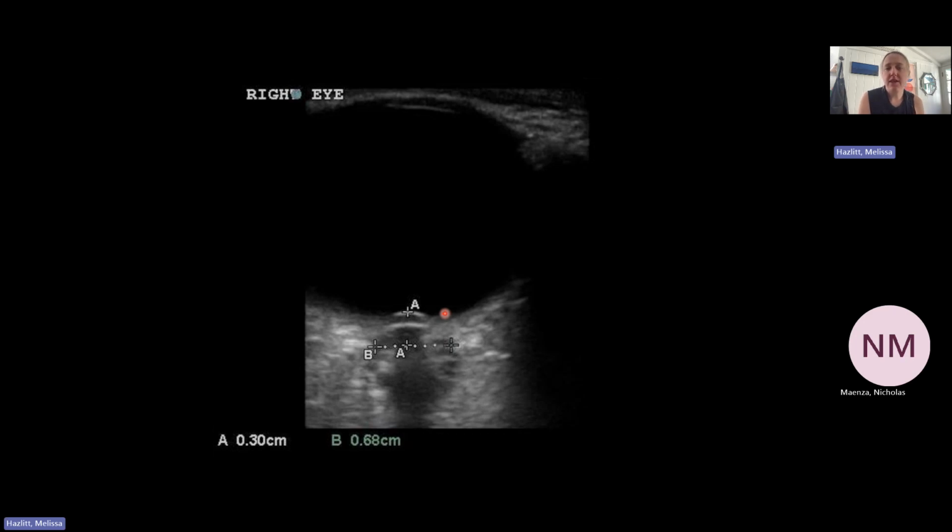Anything under 5 is considered normal, anything over 6 millimeters is considered abnormal, and the 5 to 6 is kind of that in-between zone.